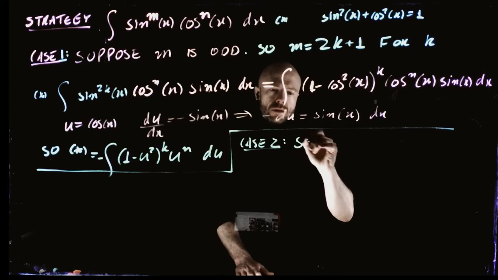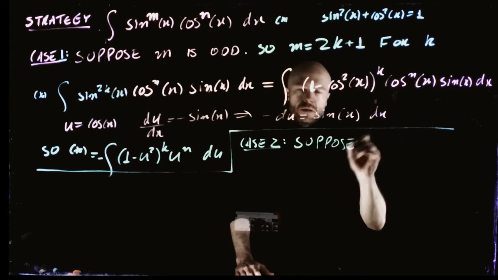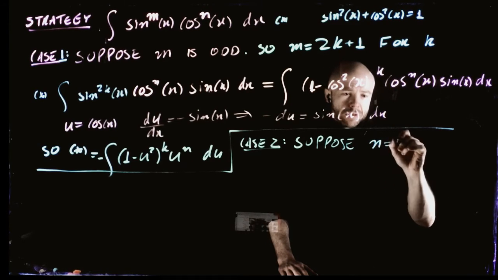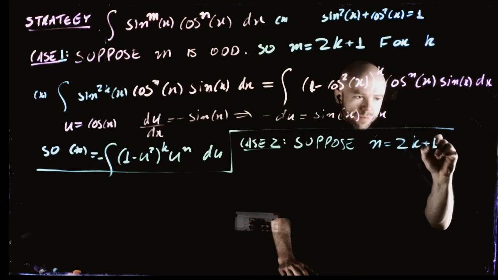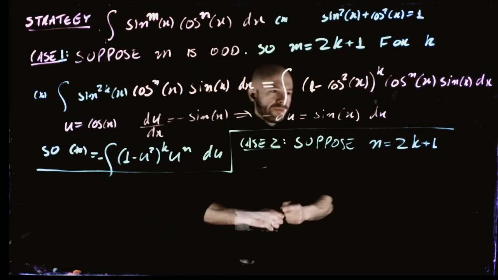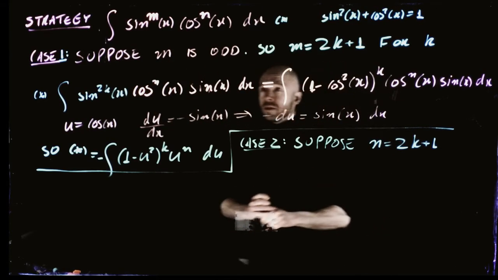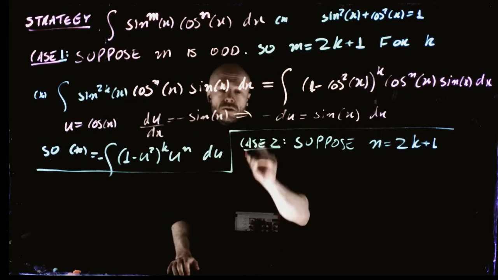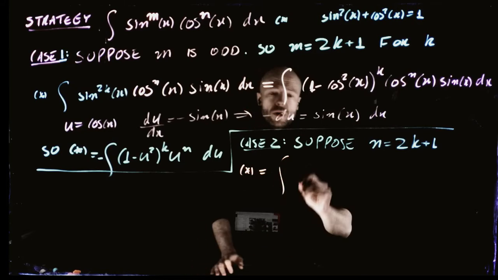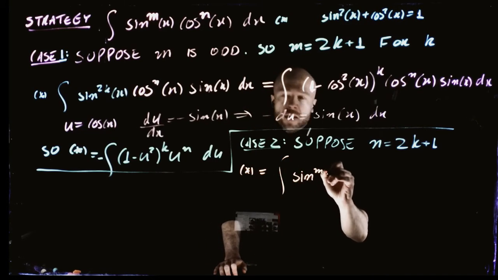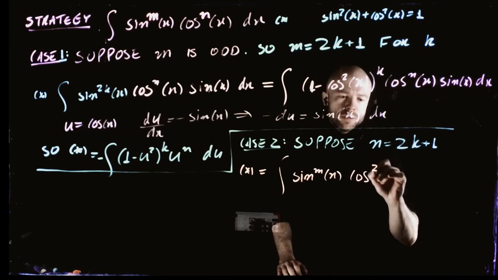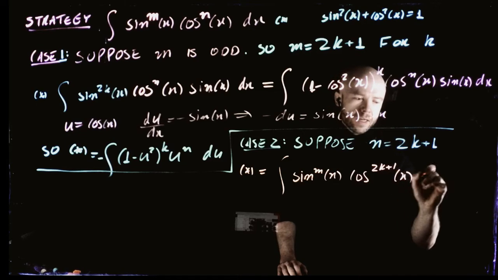Suppose that n is odd. Let's just write this like this. N is equal to 2k plus 1. Let's suppose that. Yeah? Okay, so if that's the case, what's your suggestions then? So if that's the case, then this expression star is what? It's going to be sine to the m of x cosine to the 2k plus 1 of x dx.